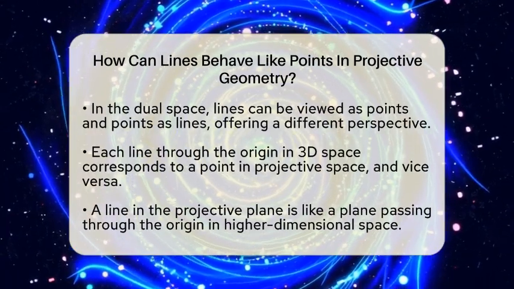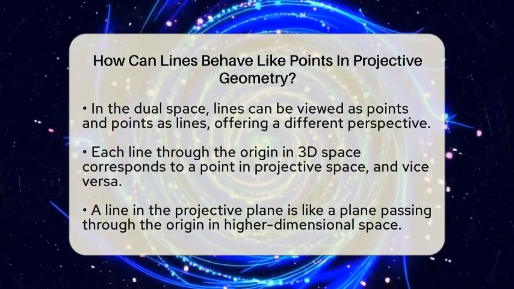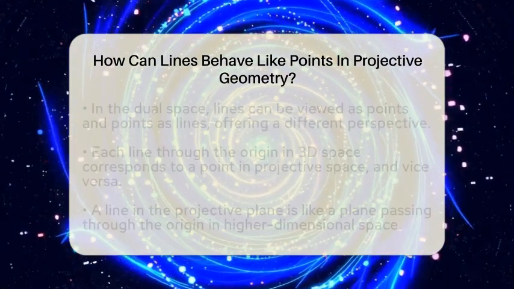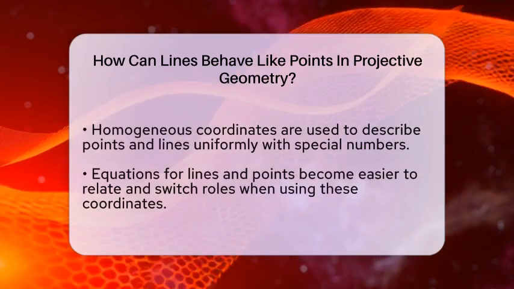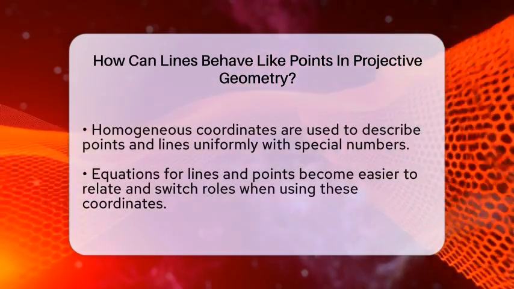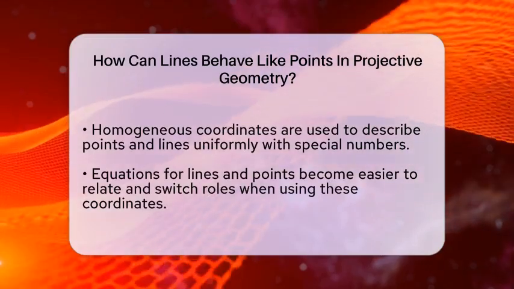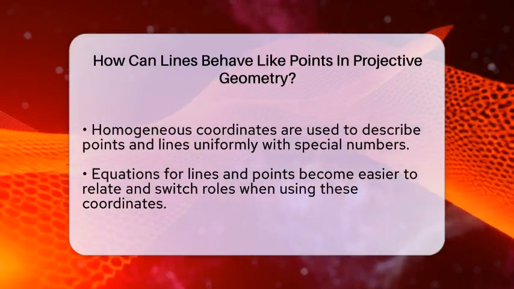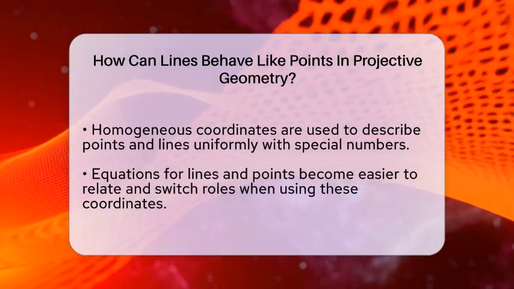Here, a line in the projective plane is like a plane passing through the origin in three-dimensional space. And a point in the projective plane is like a line passing through the origin. So, in this setup, a line in the plane can be thought of as a point in the dual space.